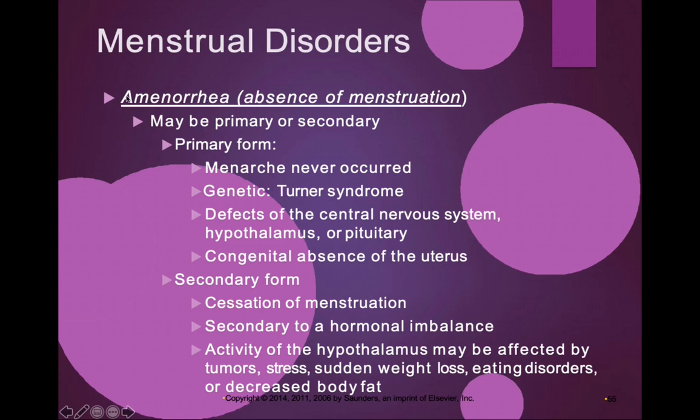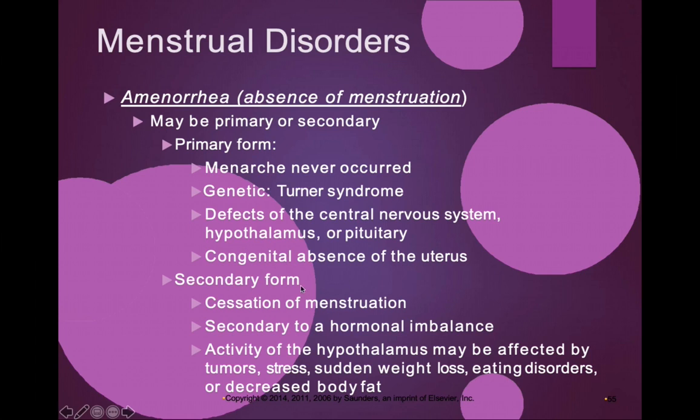So amenorrhea, remember we said menorrhea, that is the menses. So A, whenever you put A, it means absent or without. So amenorrhea is the absence of menstruation. Now there could be a primary form where the menarche never occurred. There are genetic conditions like Turner's syndrome, where there could be absence of menses. There could be defects in the central nervous system and its development, especially in the hypothalamus or in the pituitary, that is involved in different types of sex hormones that can affect it. Or there could be a congenital absence of the uterus.